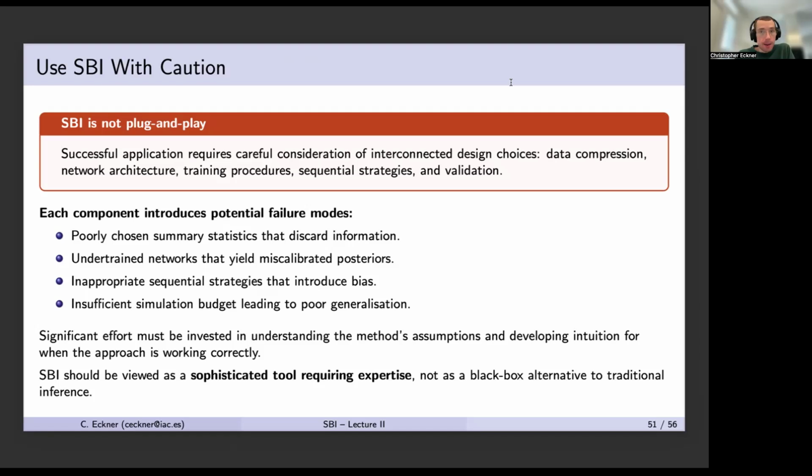So there are many failure modes that can occur from a poorly constructed setup and framework of simulation-based inference. Summary statistics play a big role, untrained networks play a role, the network architecture plays a role, strategies of sequential inference play a role and can bias the outcome, and yes, also the simulation budget, or just the sheer number of training samples you need, is an important point to have a look at.